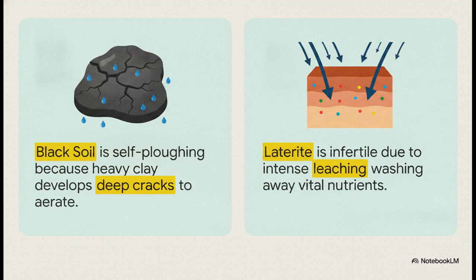Next up, let's contrast these two massive give reason past year questions to ensure you have total conceptual clarity. Number 1, why is black soil self-plowing? Because its heavy clay content retains moisture and it develops deep cracks during the dry season, essentially aerating itself. On the flip side, why is laterite totally infertile? Simply because of intense leaching. The heavy rains just wash all the vital nutrients like silica deep below the topsoil, leaving nothing good behind.